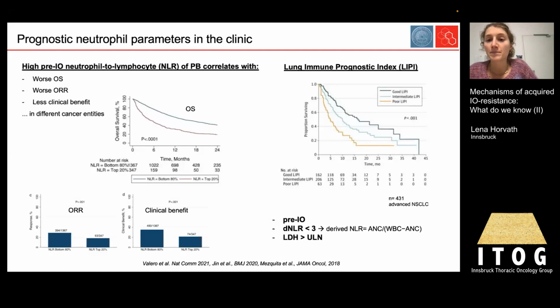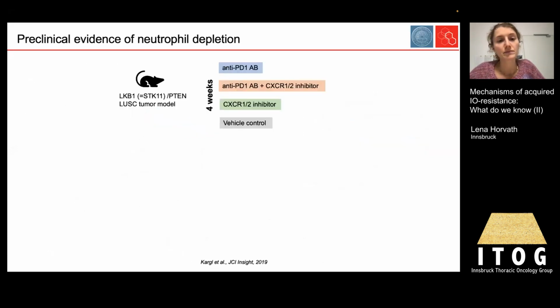There's also been this so-called lung immune prognostic index done by the group of Benjamin Bisset. They combined the neutrophil to lymphocyte ratio with the LDH level pre-treatment to IO. And they also could see that if you have a high lipid index, that's what they call it, you can actually stratify patients in whether they will respond to immunotherapy or not.